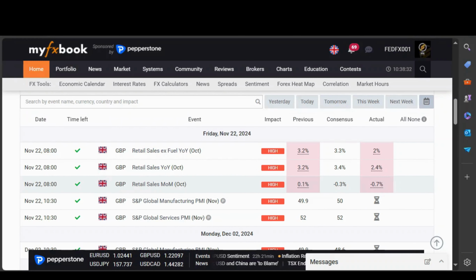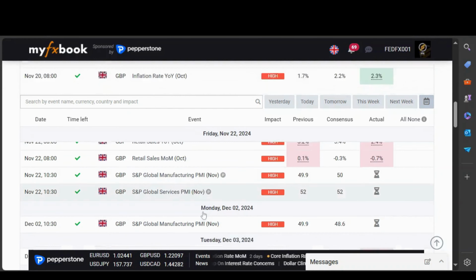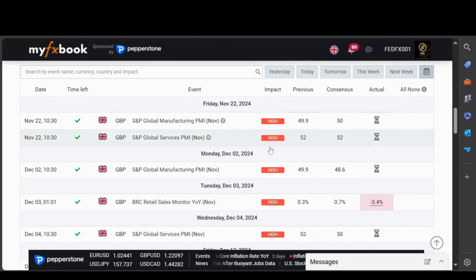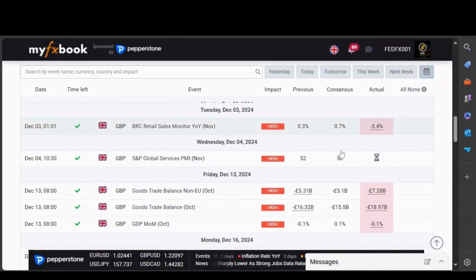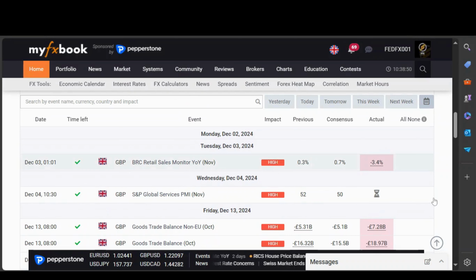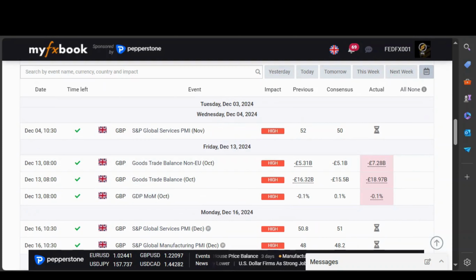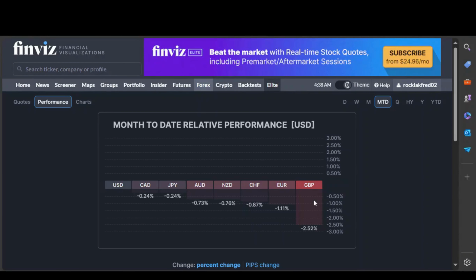So the currency has not been performing well. You could see a lot of negative data, right? And okay, this is because of the holiday period, right? And we didn't get all these key data, right? But you could see that pretty much all the data we've been getting were negative data, right? And that's why we saw all those declines in the performance of the GBP, right?